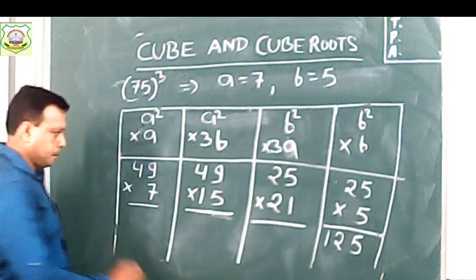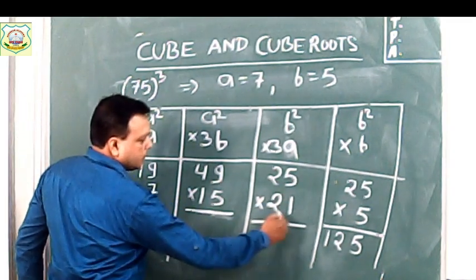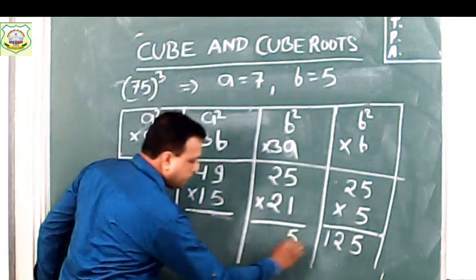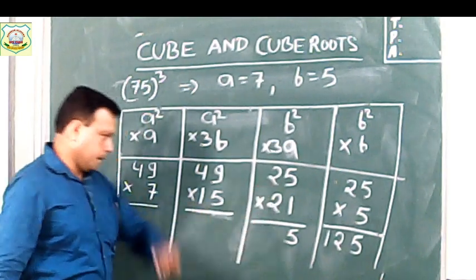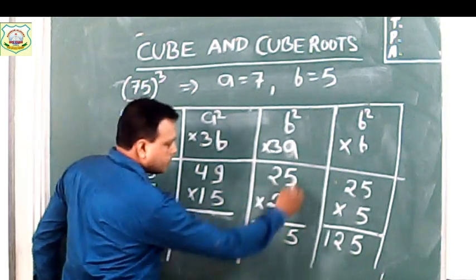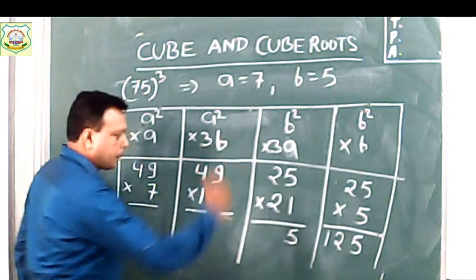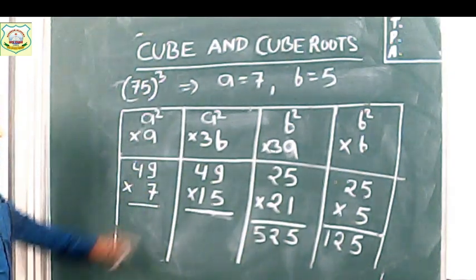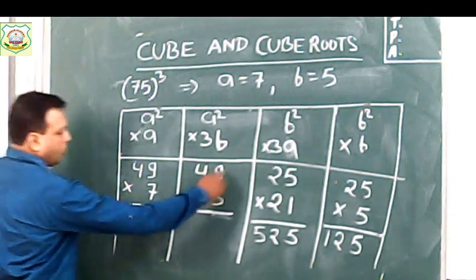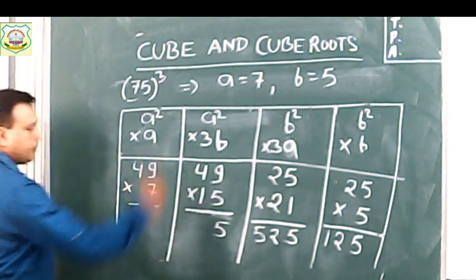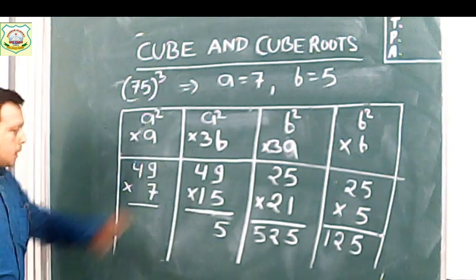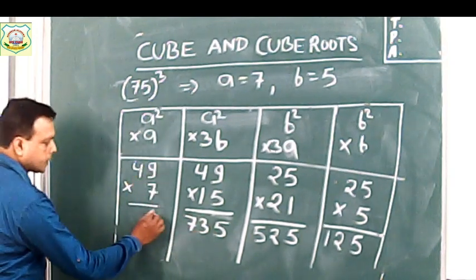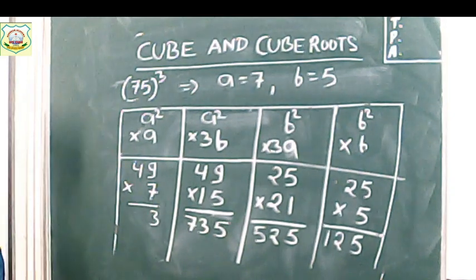First one we multiply. 21 times 25, this one you multiply. 25 times 1 is 25 and 25 times 2 is 50. 50 plus 25 is 525. Then this one, 15 times 49: 15 times 4 is 60, 60 plus 10 is 70, 73. 7 times 9 is 63, 6. 10 times 4 is 28, plus 6 is 34.